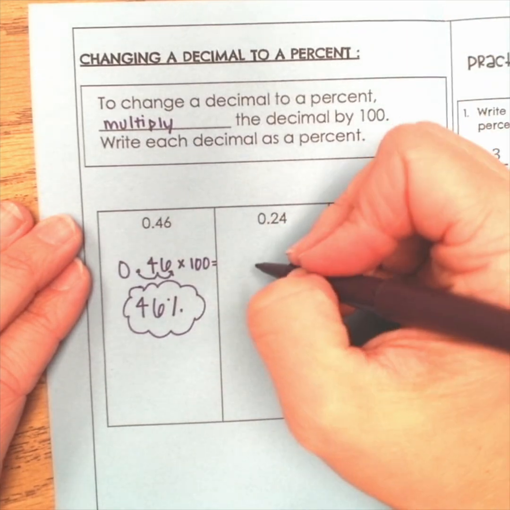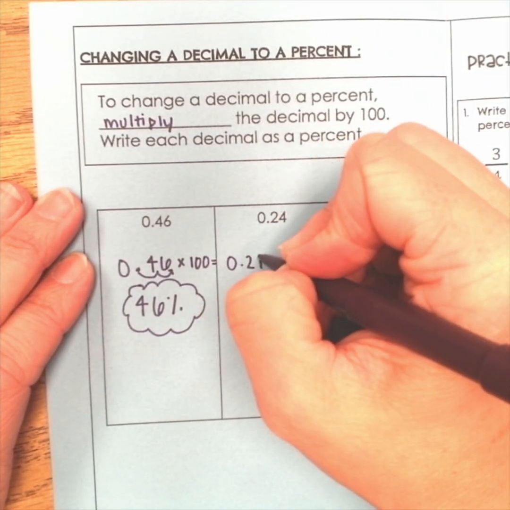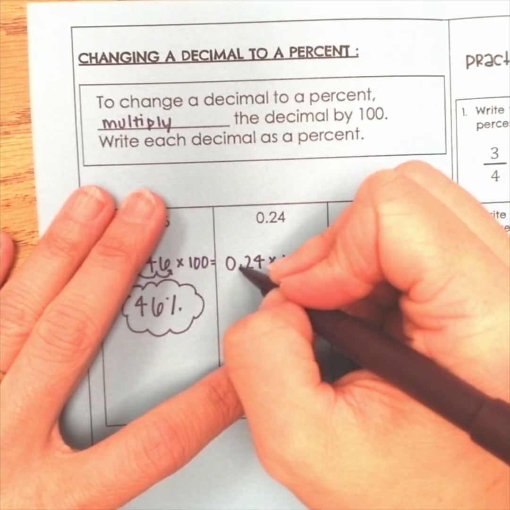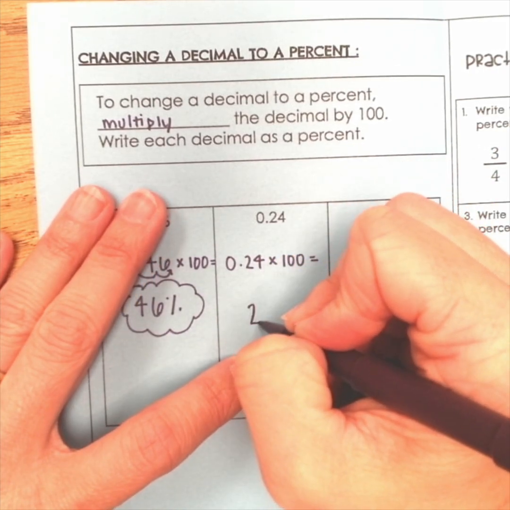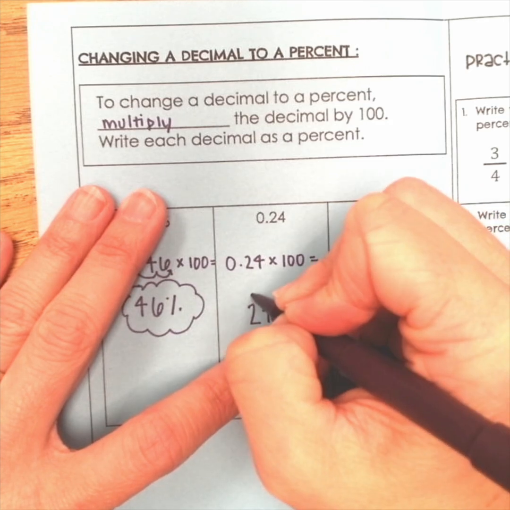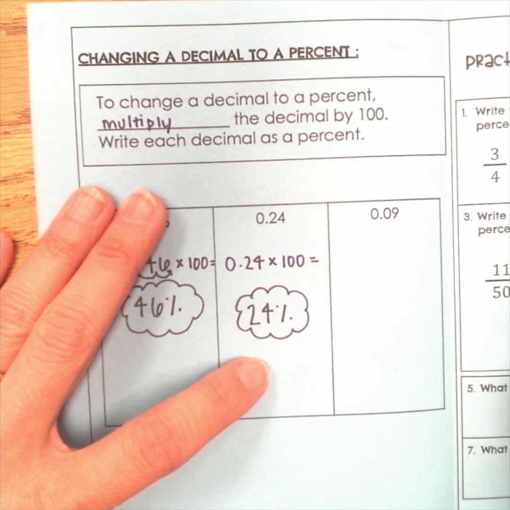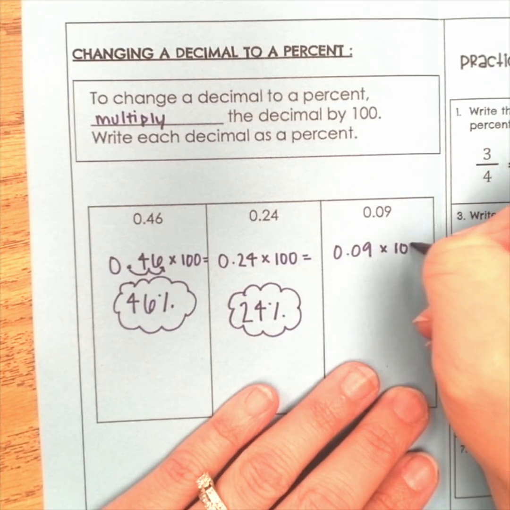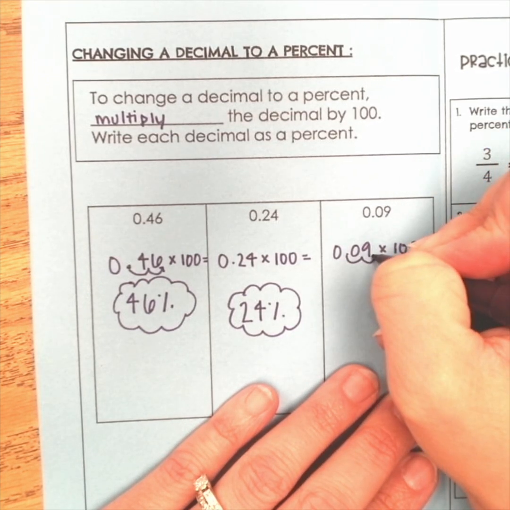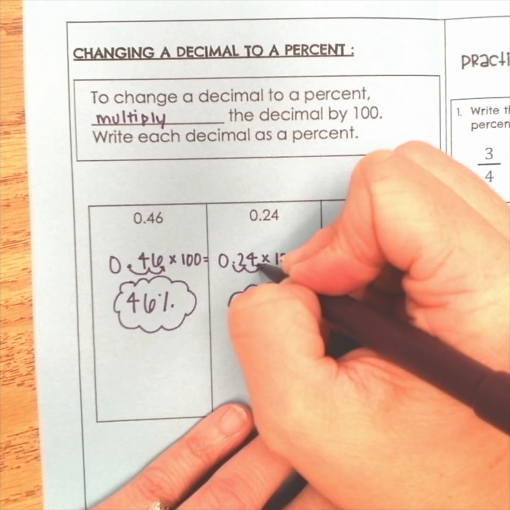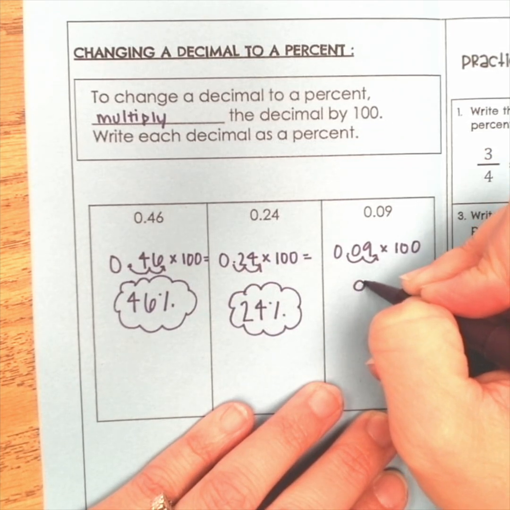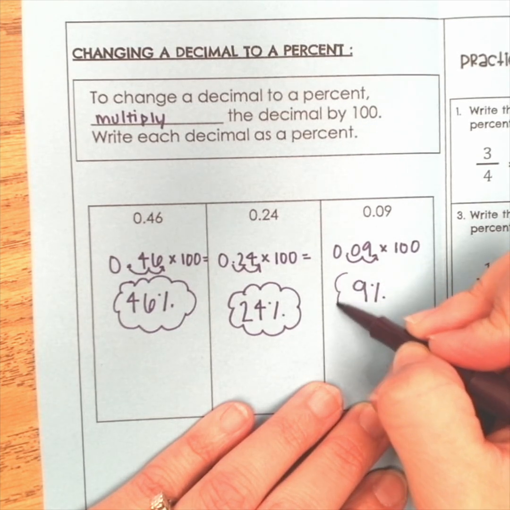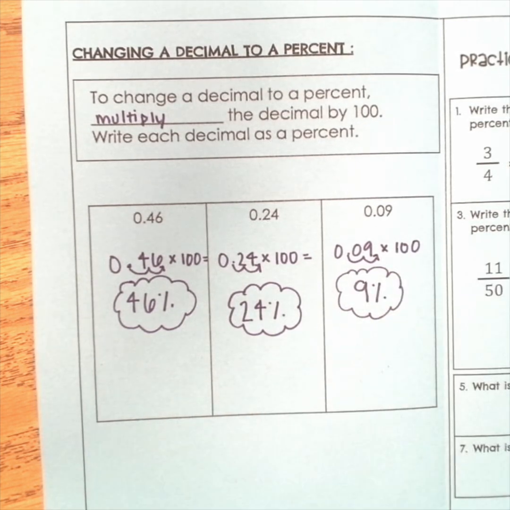Okay, then we have 0 and 24 hundredths times 100. Again, you can put it in your calculator, but I know I'm moving my decimal over 2 spots, so it's just going to be 24%. And then 0 and 9 hundredths times 100. That decimal is going 2 places to the right, just like these did. So it would be 9%. We have to be careful on that one. We do have that 0 out front, but we don't have to write that 0 because it's not needed.